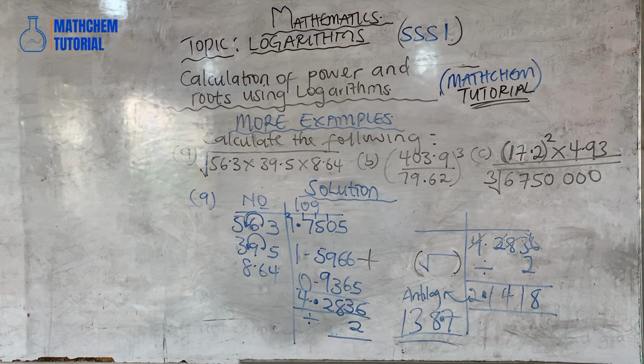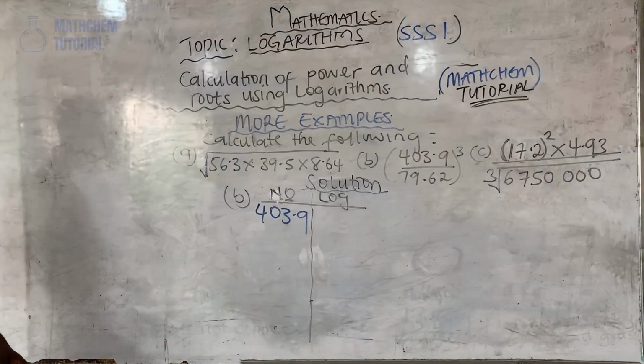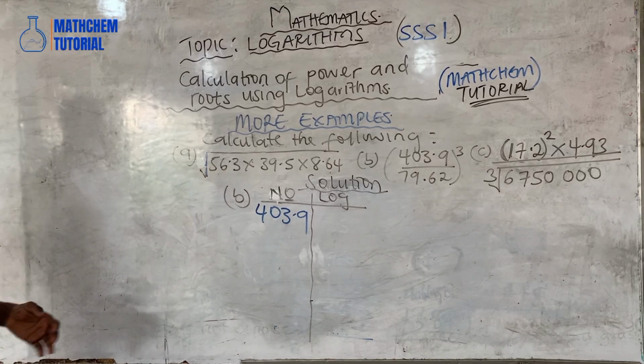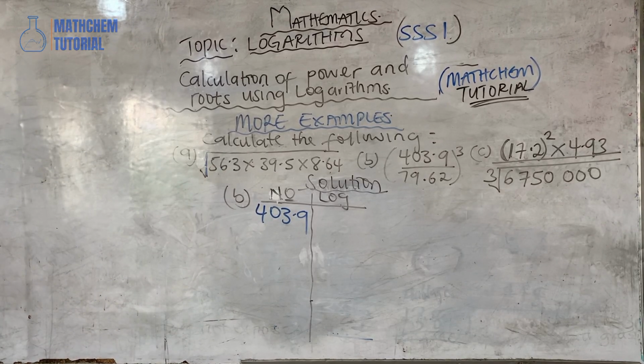Now let's go to the next example, B. In this example 2, this is the B part, which says 403.9 all over 779.62, everything in bracket, raised to the power of 3. Now let's start with the solution by saying number and log, whereby we start with the first number, which is 403.9. That decimal point is not on the normal place, so we need to put it beside the 4.